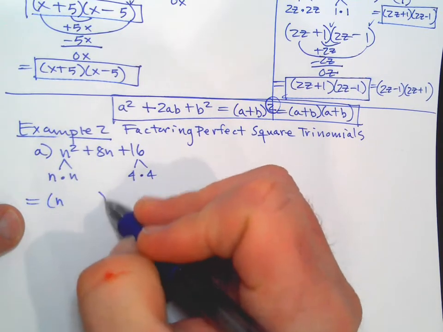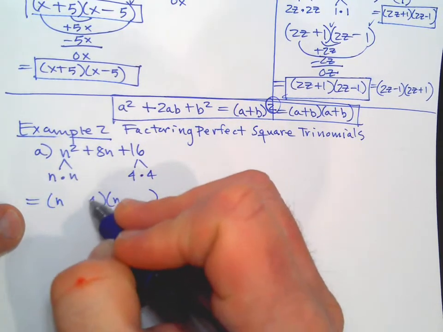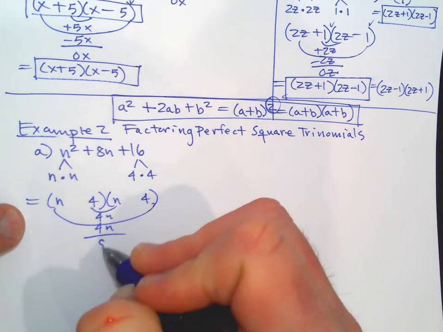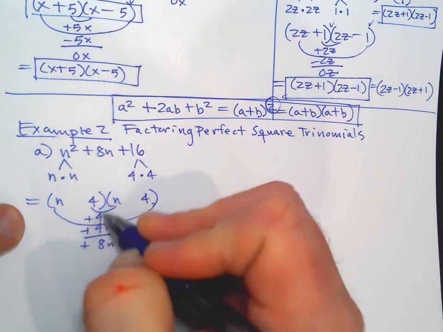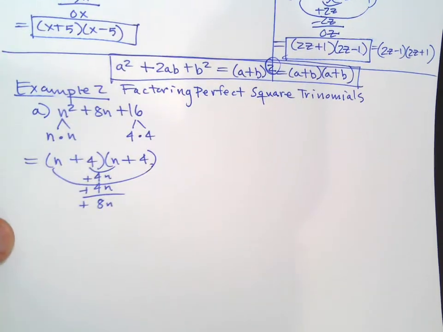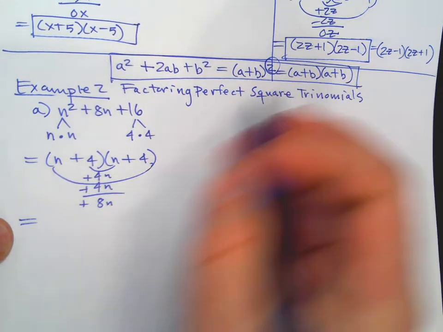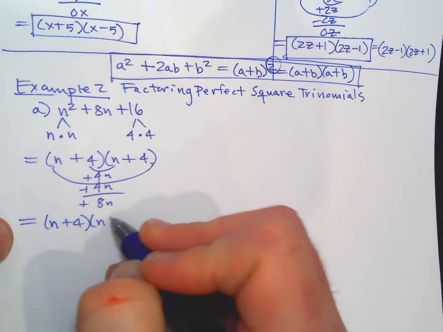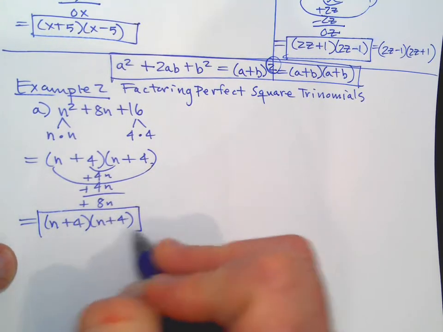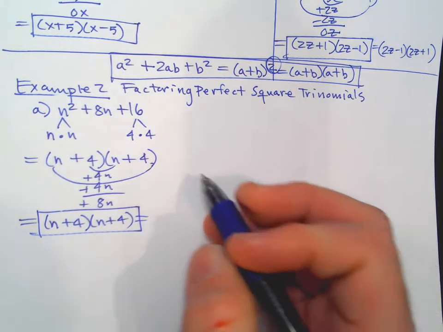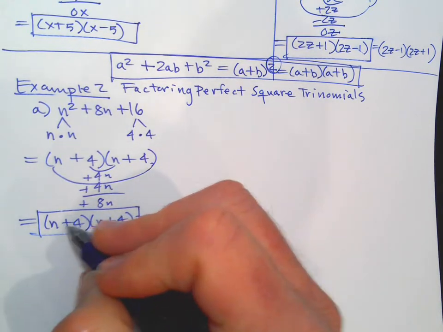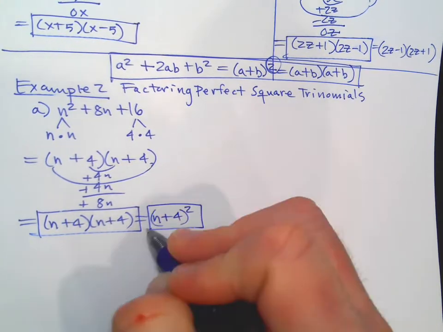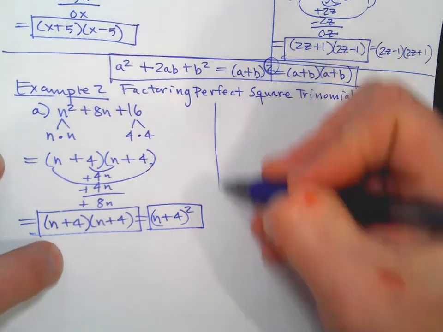So I write the binomials, and I put the 4's in, and it's going to be 4n and 4n. It's got to add up to positive 8n, so they both have to be positive, right? That's it. I wouldn't use this pattern for these ones. I think the first two could be worth it. So this is your answer. Now, what we usually want to do is write this answer a little nicer, because since it's n plus 4 times n plus 4, we could also just write it as n plus 4 squared. So that's what we prefer.